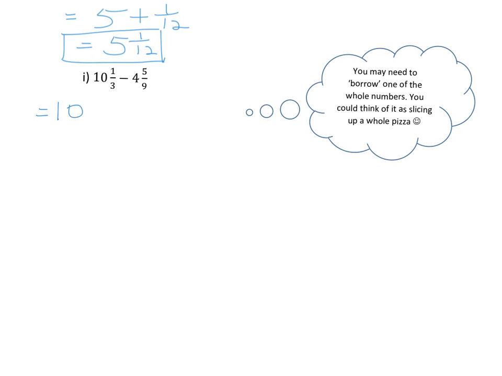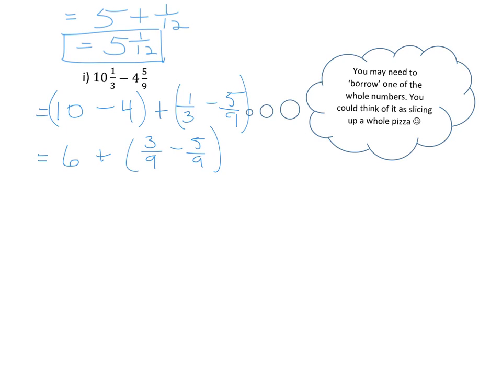I've got 10 minus 4. There's the whole number parts. And I have 1/3 minus 5/9. 3 is a factor of 9, so we'll use 9 as our denominator. So I now have 6 plus, and I'm just separating those with brackets to keep the fraction parts separate from the whole number parts. So I have 3/9 minus 5/9. Well, 3 minus 5 gives me a negative number, and we aren't really dealing with that.